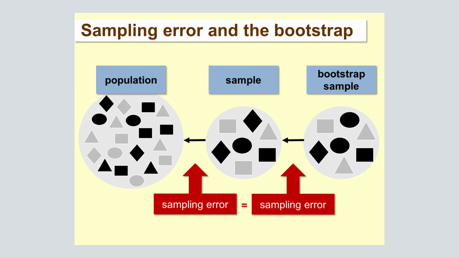The idea behind the Bootstrap is that we can simulate the sampling error that happens if we draw a sample of a certain sample size. And we simulate this sampling error by drawing bootstrap samples from the sample. And the sampling error occurring in this process is equal to the sampling error that we have between the sample and the population.